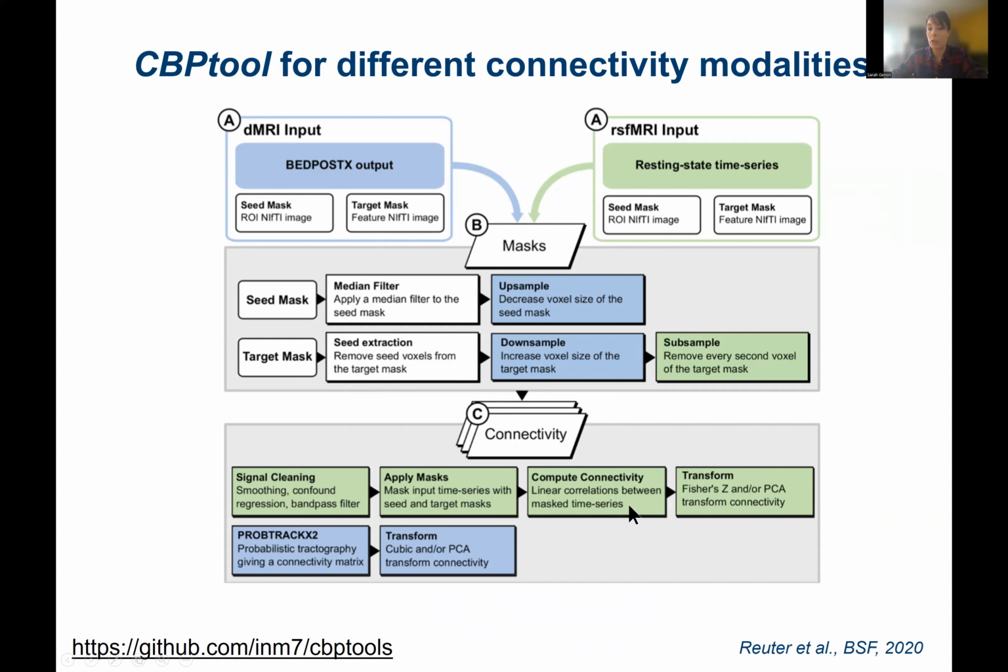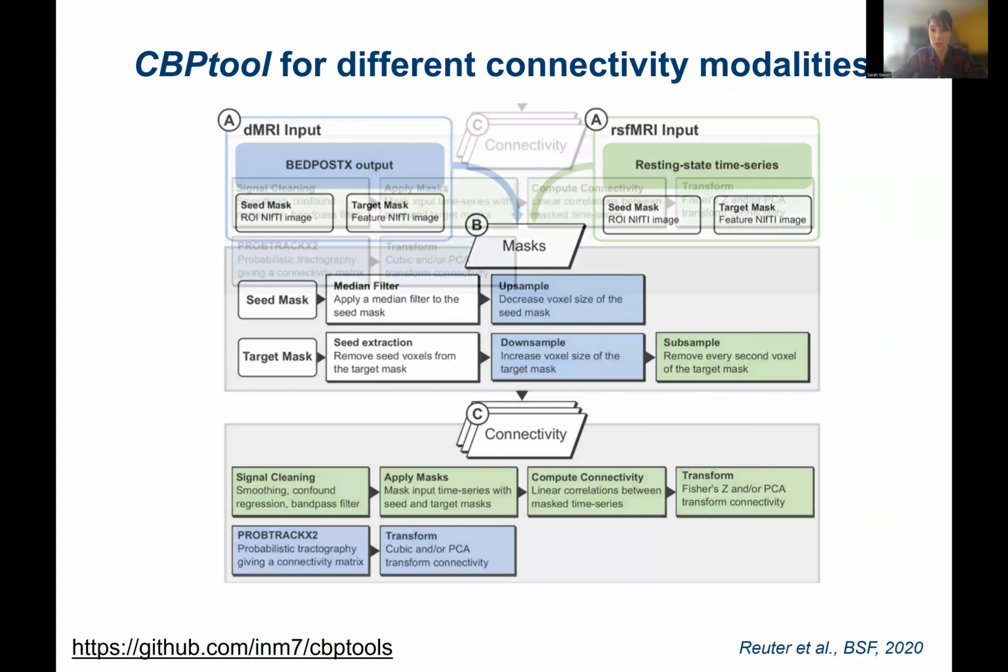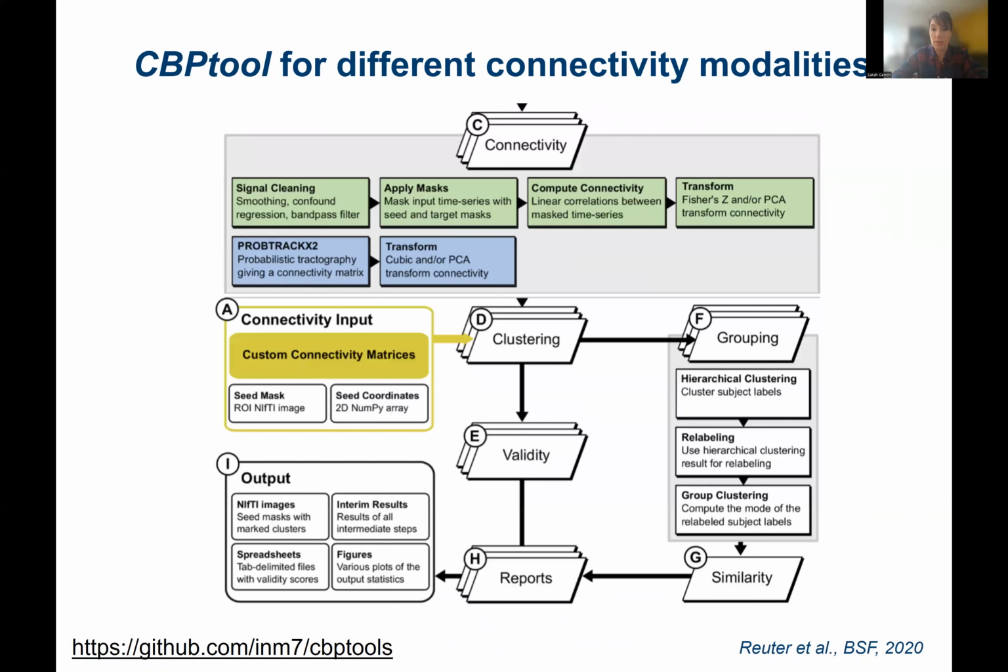You can choose between different preprocessing of the connectivity features. So this is relatively flexible. You can also introduce your own implementation in the pipeline. You will have the result of the clustering, including a range of validity metrics that will help you to identify the optimal parcellation from a data structure point of view. And you have relatively extended reports.